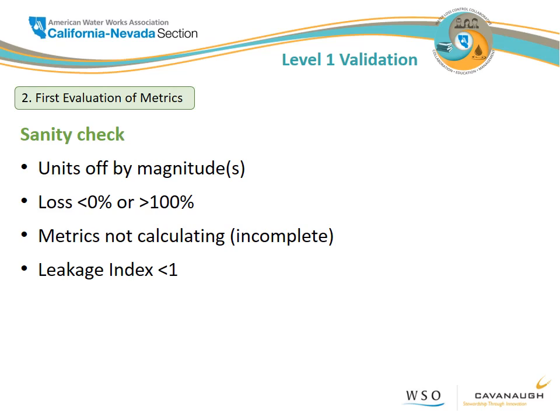Other things that might not pass the sanity check: if our losses are less than 0 or greater than 100%. If we see that the PIs tab, or the performance indicators tab, doesn't actually calculate anything, it would suggest that there's something incomplete about the reporting worksheet. More often than not, that means that we have forgotten to enter a data grade. So you can go back and hunt for which grade is missing.